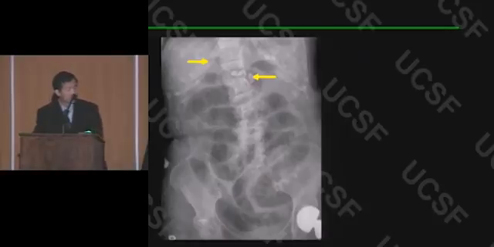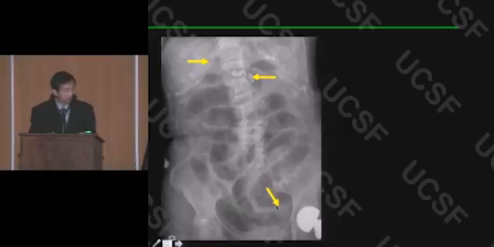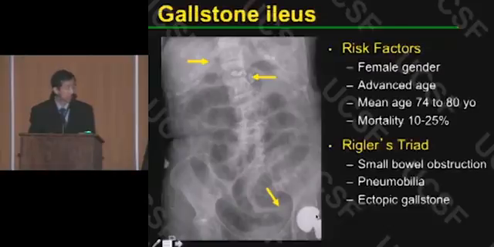Prospectively, it's been shown it's only about 17% of the time will radiologists actually call it. The obstruction is actually right here. And this gallstone looks a little bit different. It's soft tissue in attenuation rather than calcified in attenuation. It's much bigger. It's easier to see this on a CT scan. So the Rigler triad, just to review: small bowel obstruction, pneumobilia, and ectopic location of gallstones.